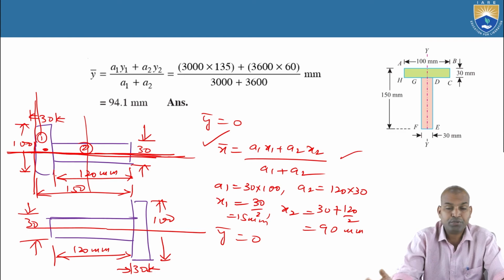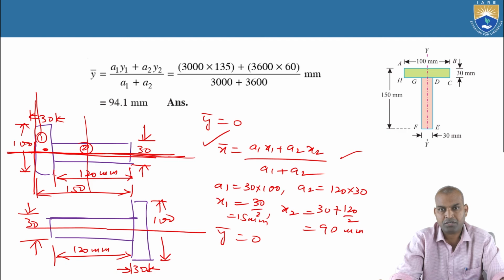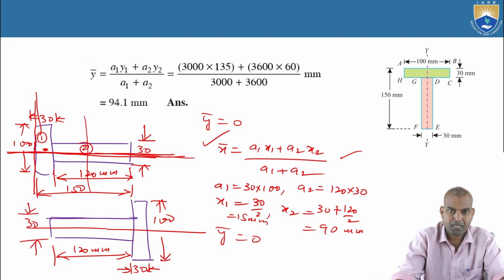It is symmetrical about which axis? We consider two cases, symmetrical about the y-axis and symmetrical about the x-axis, that is the horizontal T section. In this manner we can calculate the centroid by using the expressions of bar x and bar y.